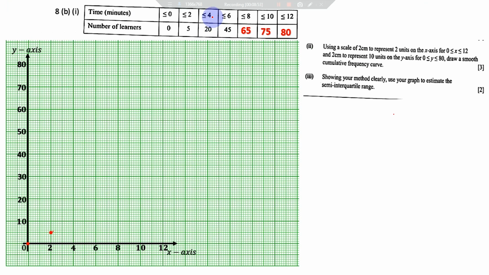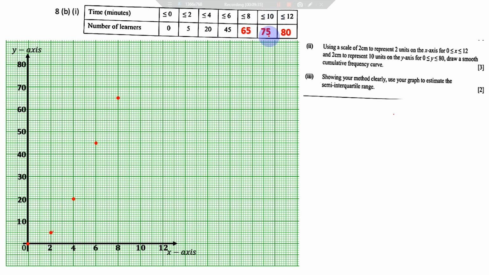Okay, then 4, 20. So 4 in the x-axis, 20, it's direct, so it will be here. So that's where your point is. Then we have 6, 45. When we go to 40, then we count 5 lines: 1, 2, 3, 4, 5. So this is where the 45 is. Then 8, 65. The same way, we go to 60, then we count 5 lines: 1, 2, 3, 4, 5. That is where the 65 is.